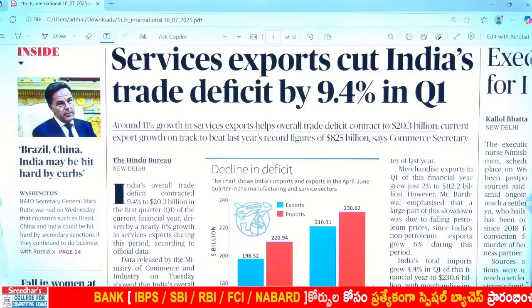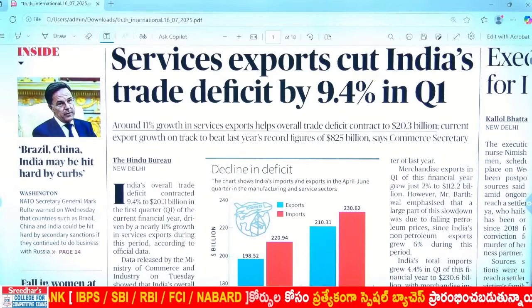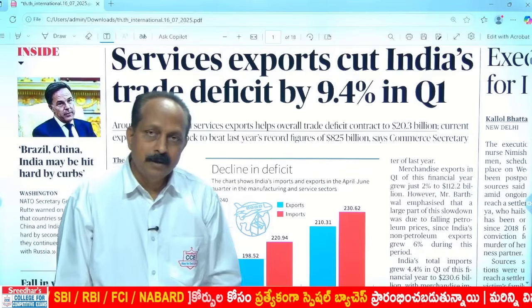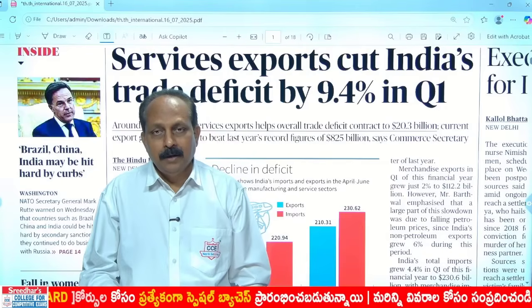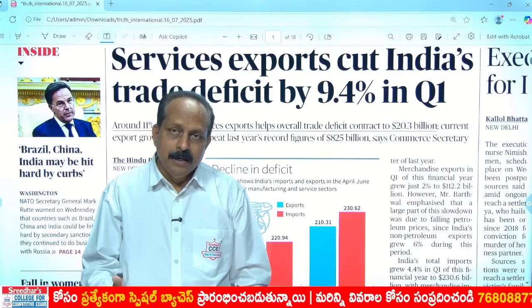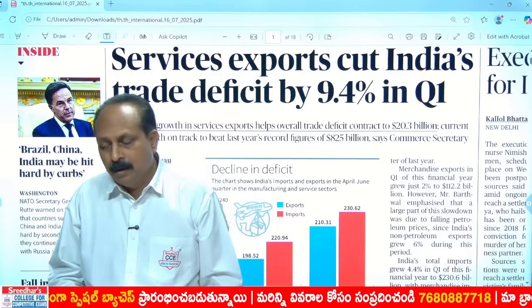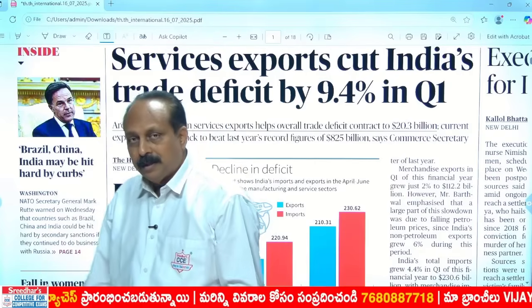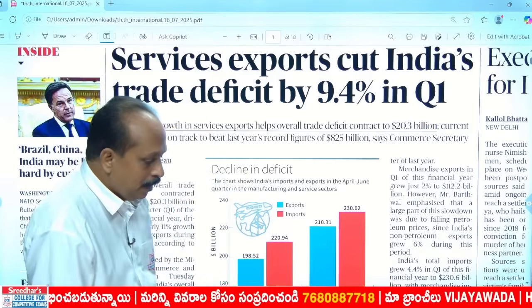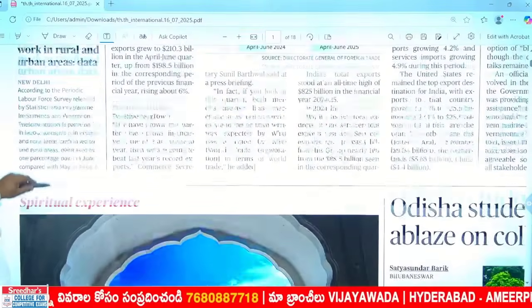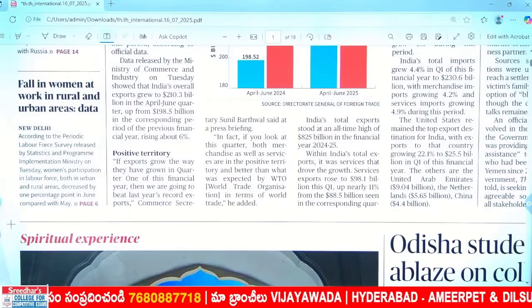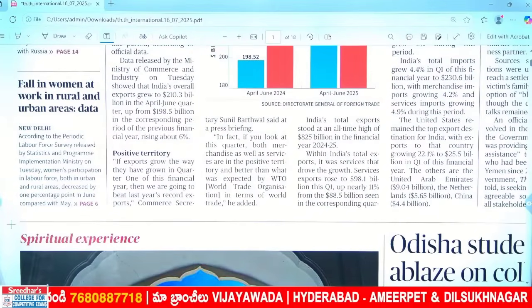Brazil, China, India may be hit hard by curbs. Hit hard, hit severely. Three countries. What are the three countries? Brazil, China, and India. And they will be hit hard by what? By curbs. Curbs means what? Restrictions. In this context, you can take economic restrictions. Coming to the next one, fall in women at work in rural and urban areas data.